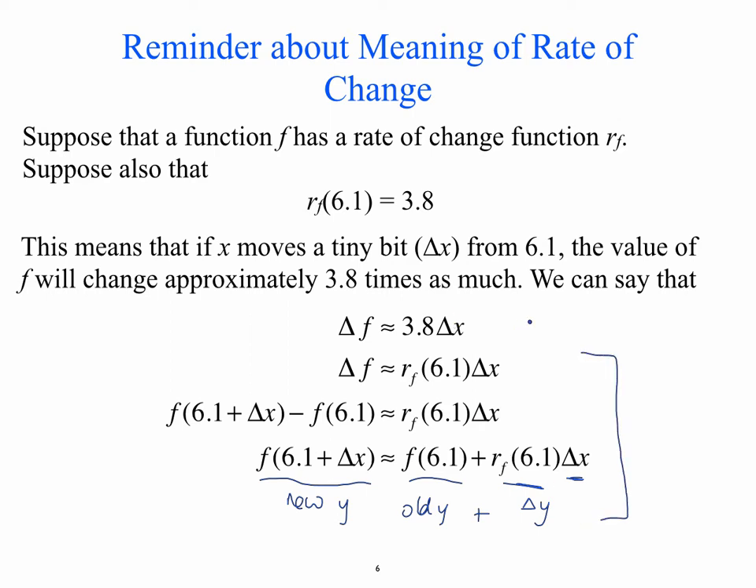But what I really want to concentrate on right now is this idea. This is the meaning of rate of change of a function at a given point. It tells you the relative size of changes in the function relative to changes in x. So what happens when we knock it up a level and have to deal with composite functions?